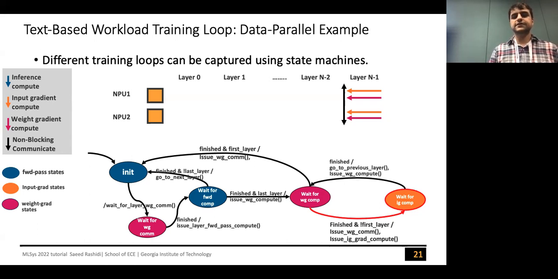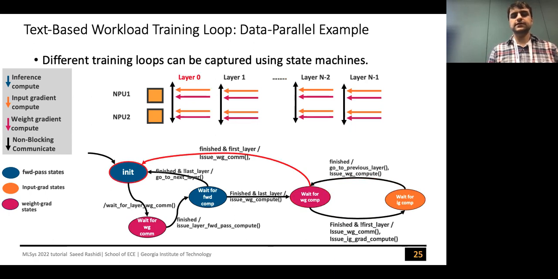After issuing that communication, we go to a state that accounts for the input gradient computation. After that, we go to the previous layer. Similar actions happen here. We just iterate over these two states, issue all-reduce after performing the weight gradient computation, and go back to the previous layer.